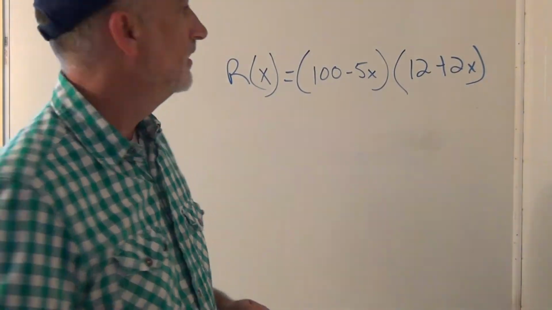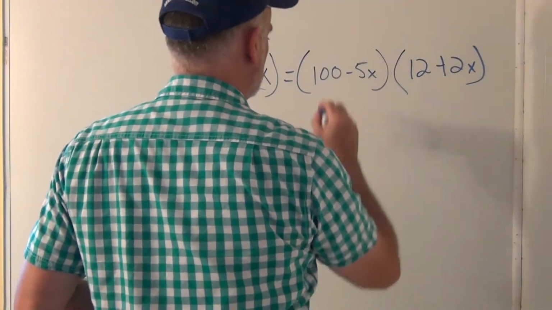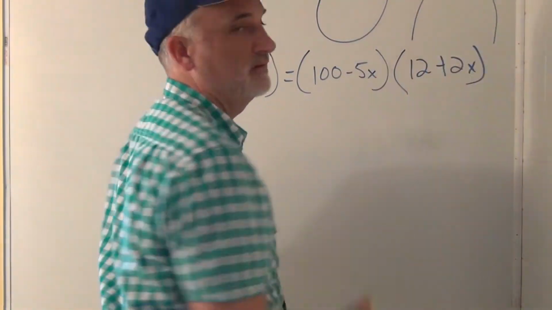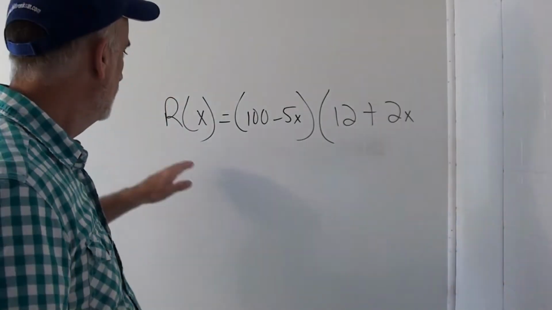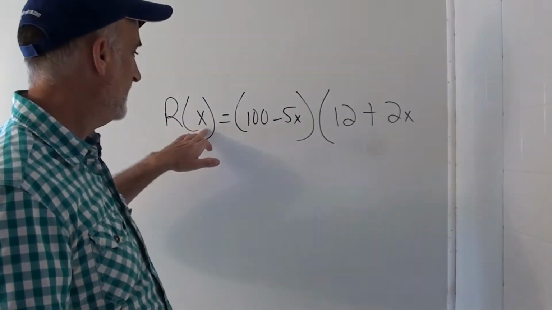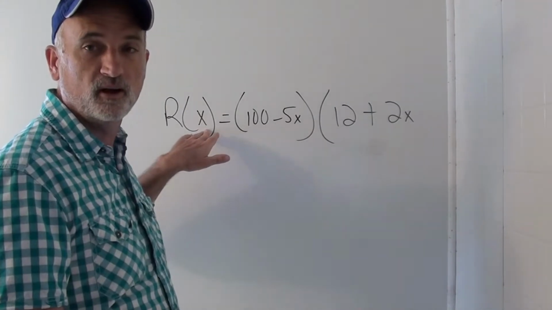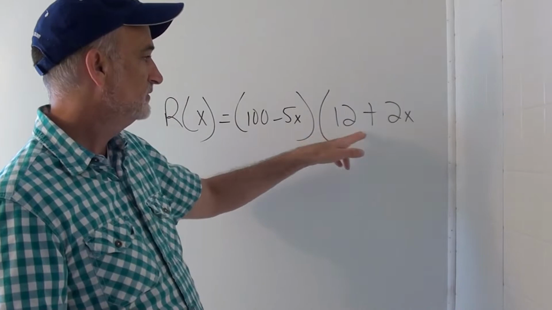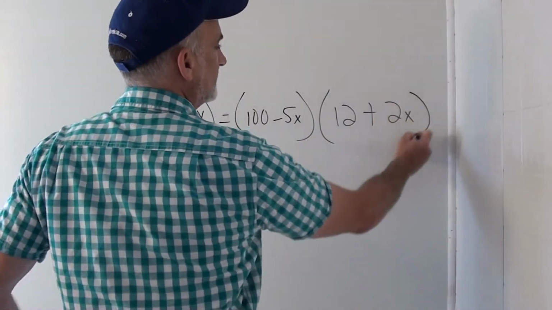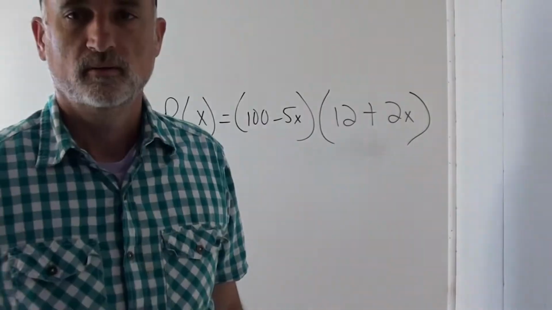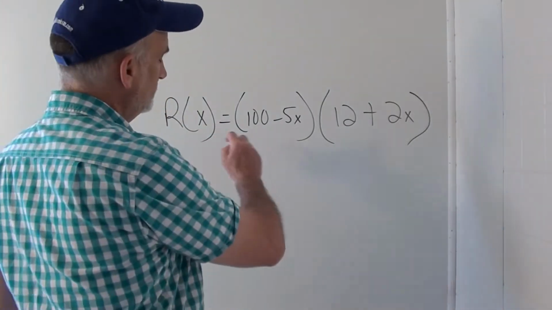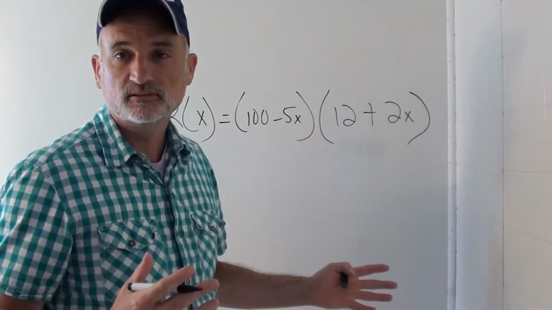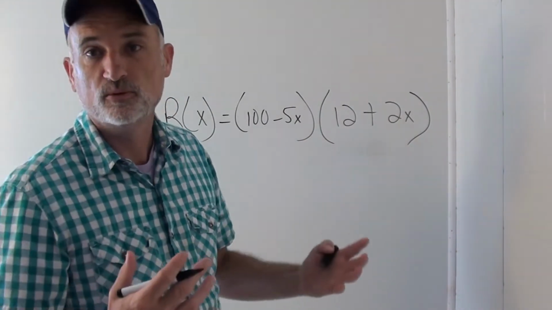So a parabola graph is going to look like this or this. So we've got revenue as a function of x, which is the number of price increases we have. 100 minus 5x times 12 plus 2x. There's a lot of different things I could do with this. I could use this quadratic formula and expand it out, okay, to solve roots.